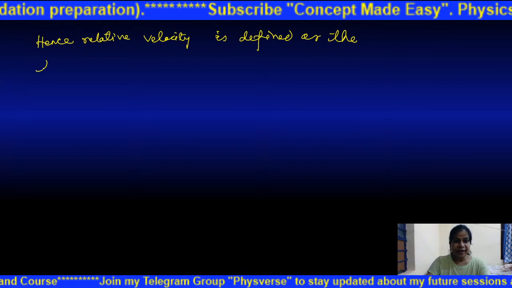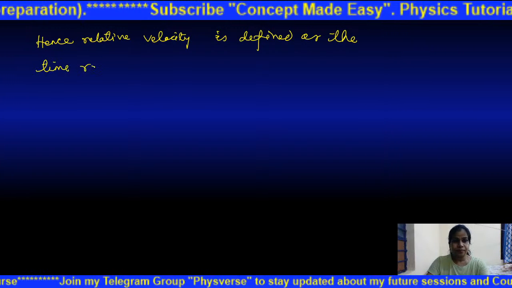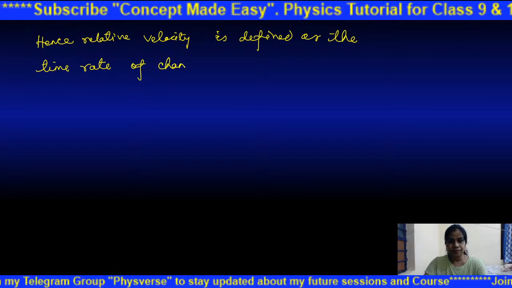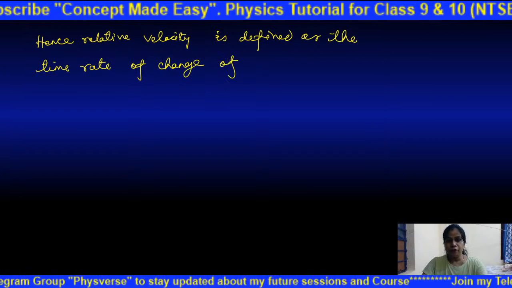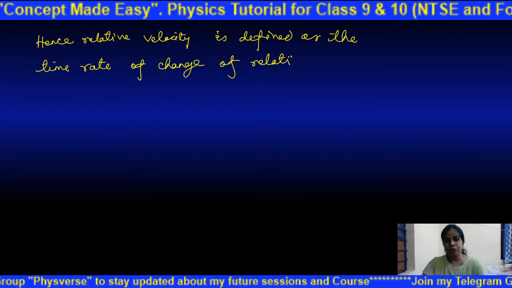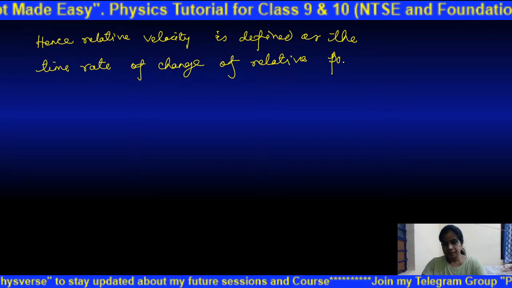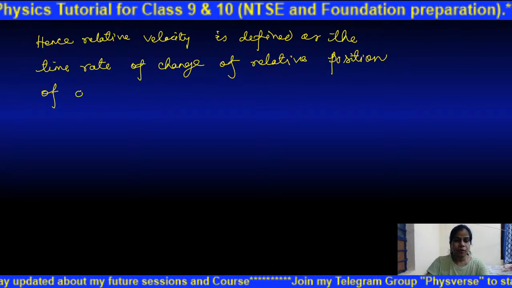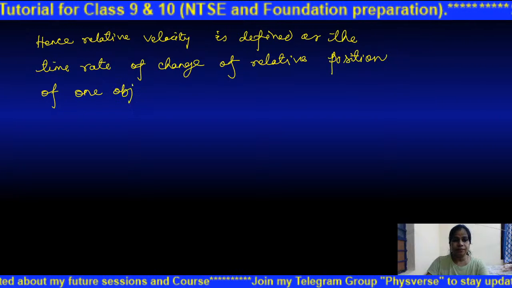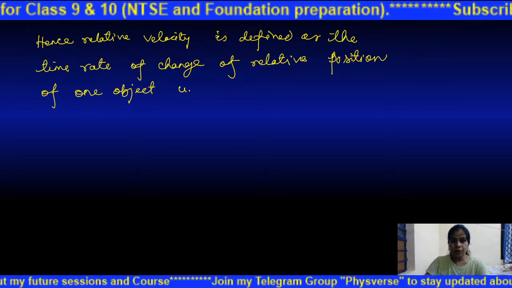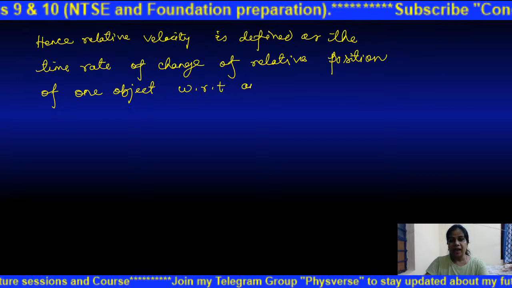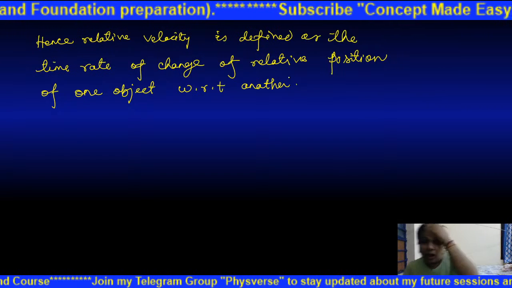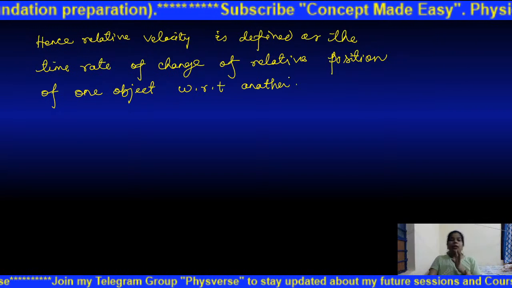the time rate of change of relative position of one object with respect to another. Okay, so I am now explaining explicitly what is relative velocity.